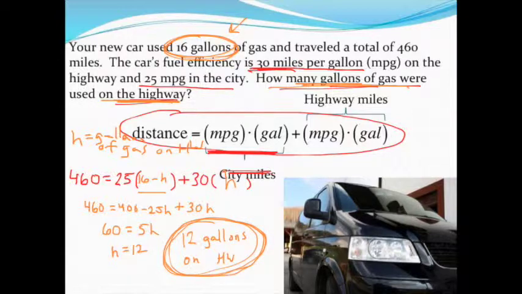If they did ask for the city, remember it's just 16 total minus what we've just found for the highway, which is 12. That means we had 4 left for the city, but they didn't want that. So let's just worry about the 12 gallons of gas we used on the highway.